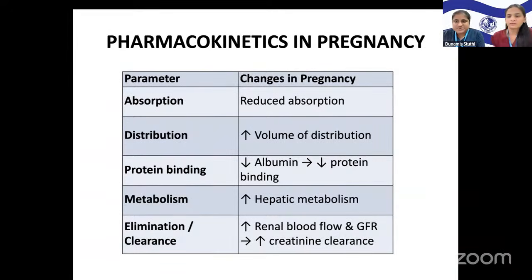So we have to taper and give the drugs. Hepatic enzyme activity is enhanced, causing faster metabolism of many drugs. Renal blood flow and glomerular filtration rate are increased, increasing the creatinine clearance. So overall, many drugs require dose adjustment, and this is due to the increased volume of distribution and faster elimination in pregnancy.